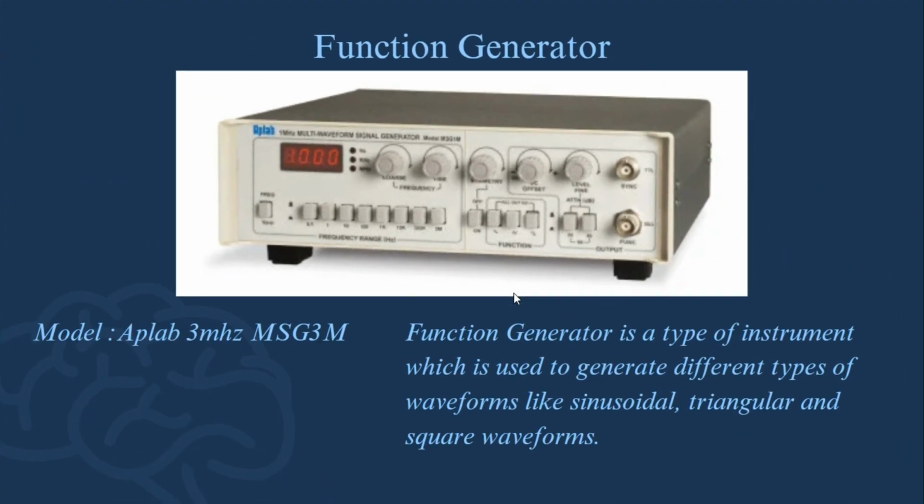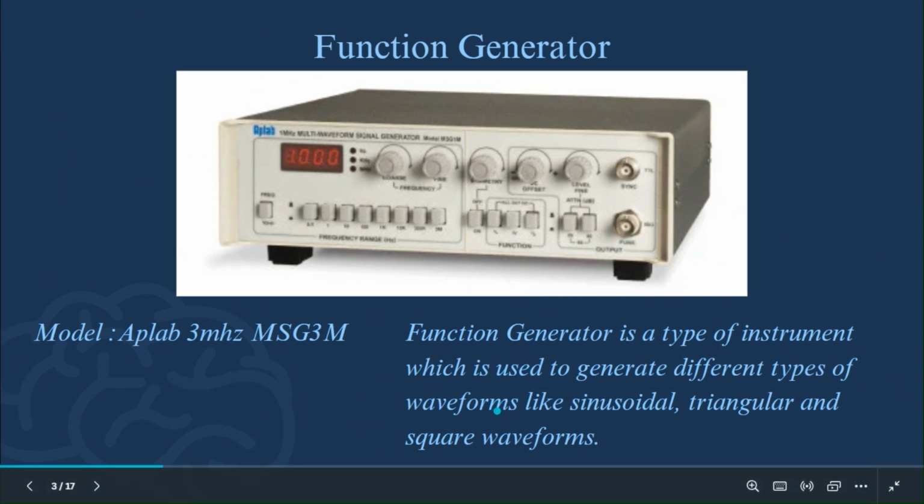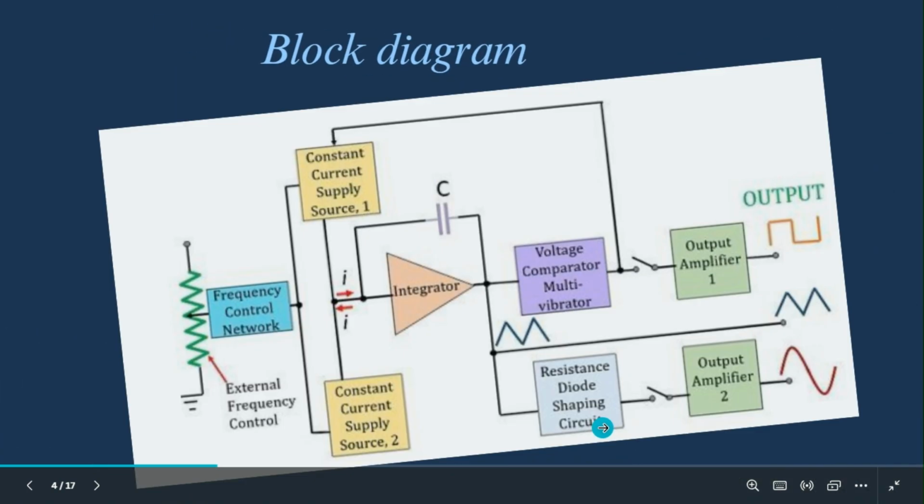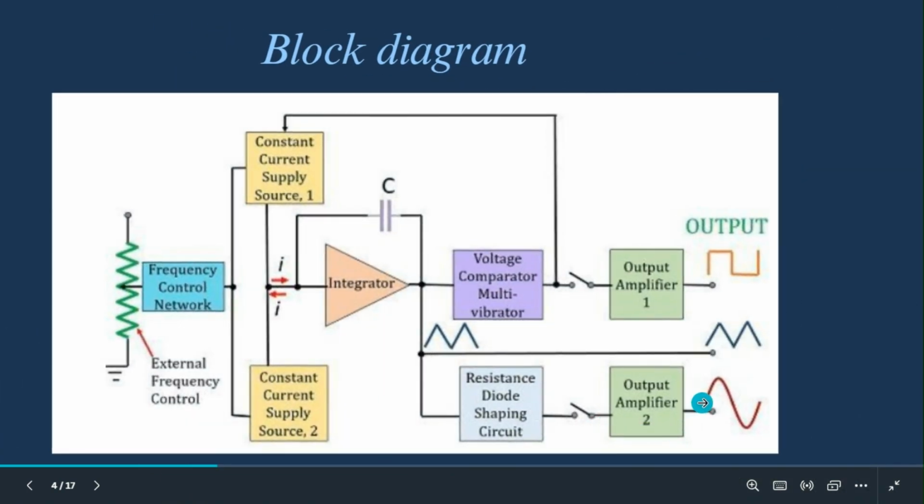So this is a function generator. A function generator is a type of instrument which is used to generate different types of waveforms like sinusoidal waveform, triangular waveform, and square waveform. So this is the block diagram of function generator. You can pause the video to take a screenshot of the block diagram.